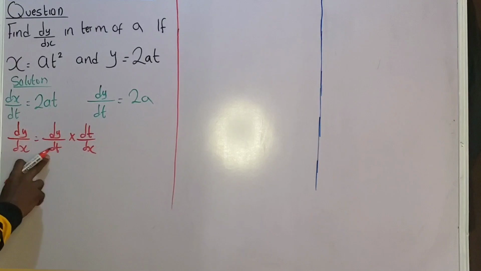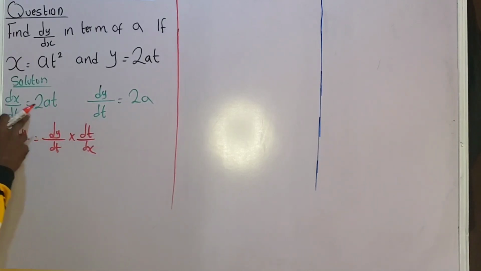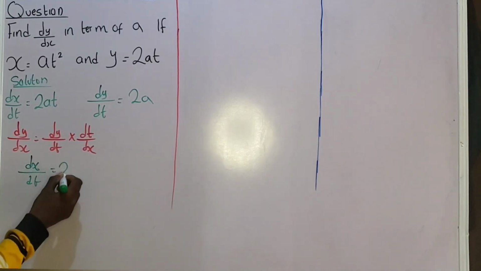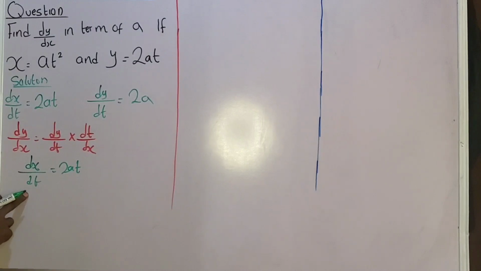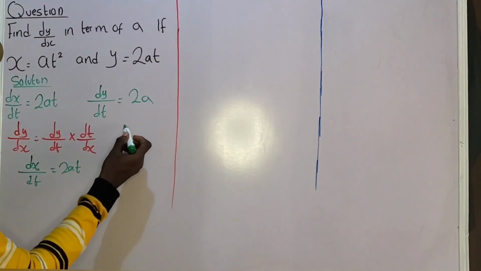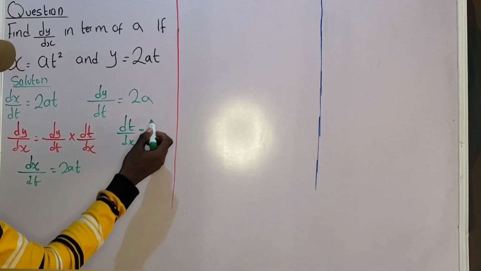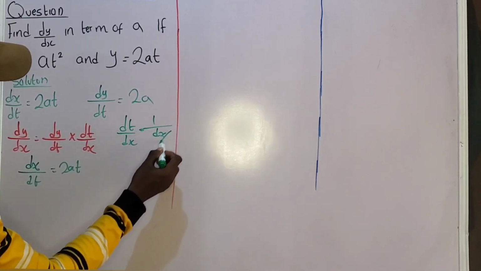Okay, so we have already gotten dy/dt, which is this. Now, how do we get dt/dx? We have dx/dt, which is 2at. Now, to get dt/dx, you just have to take the inverse of dx/dt. You have to take the reciprocal of dx/dt. So don't forget that dt/dx is equal to 1 over dx/dt.